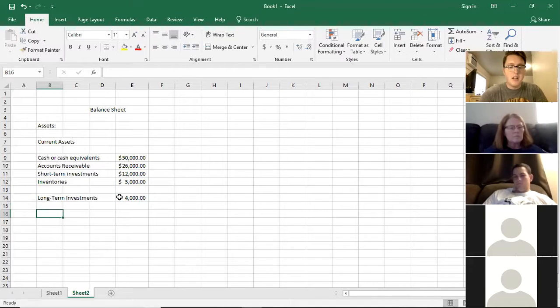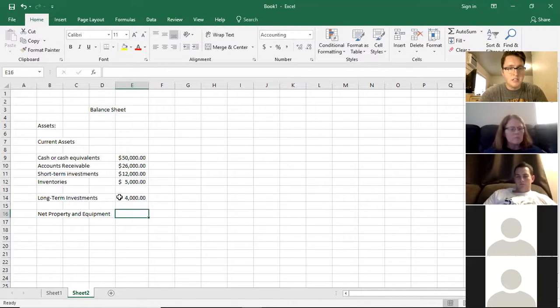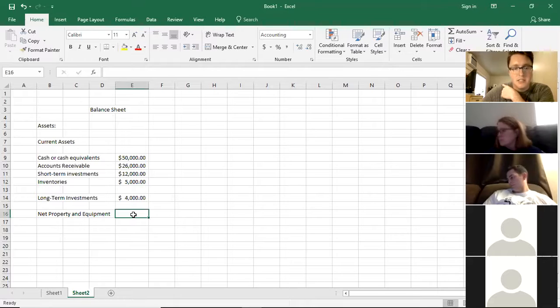And next we've got net property and equipment. So these are things generally that are not related to the core activities of the business, or things like inventory. This is going to be your buildings or the land that you own, or maybe you have a couple of trucks that you use to ship things around between your facilities, things like that. That's going to be net property and equipment.